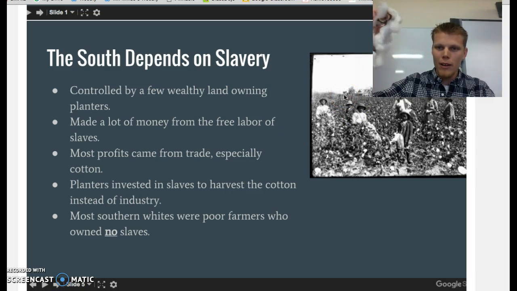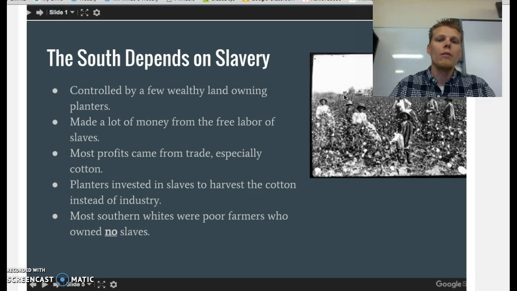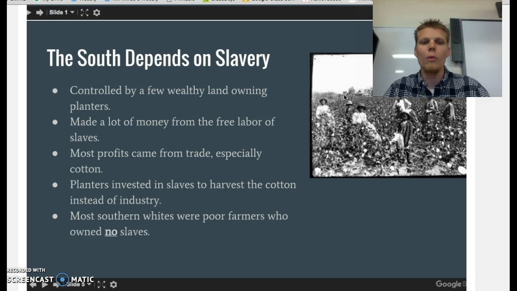Again, this stuff right here, King Cotton, okay? Controlled by a few wealthy landowning planters. So most of the South and the cotton that is grown is controlled by a few wealthy people, okay, not the majority.